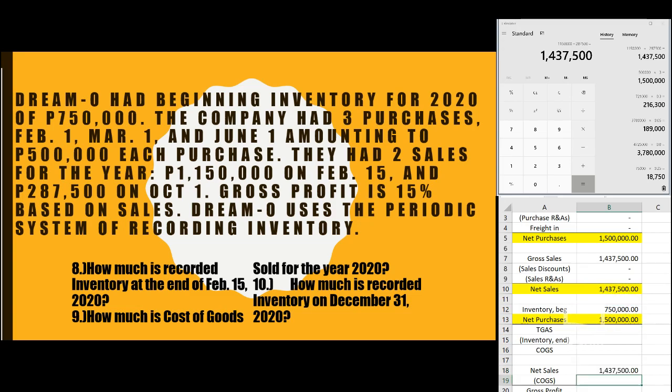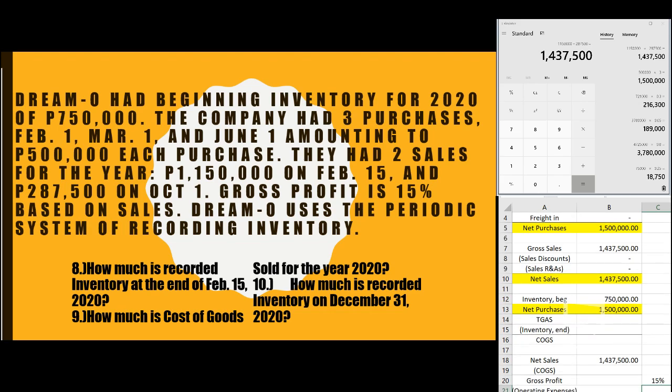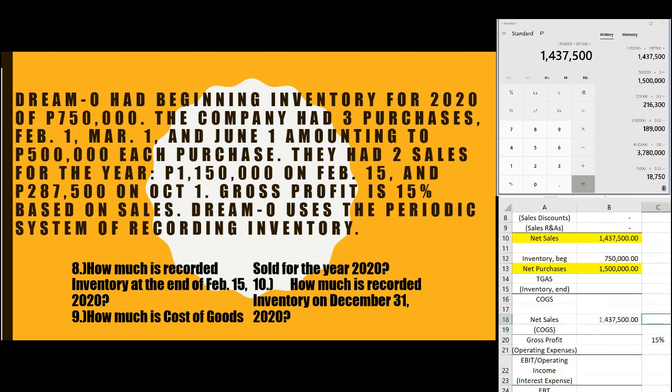1,437,500. Ang sabi, gross profit rate, here we go again, is 15% based on sales. So, gross profit rate is 15% based on sales. Sales will be 100% kasi siya yung basis. Okay? And then in this case, cost of goods sold will be negative 85%.